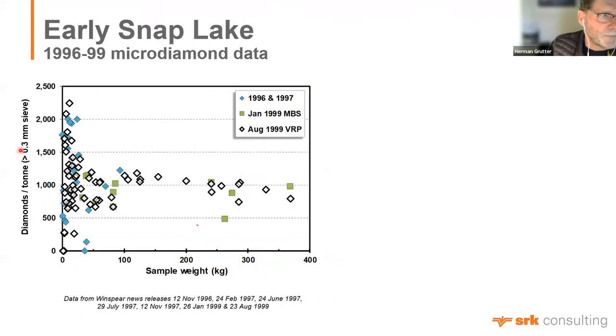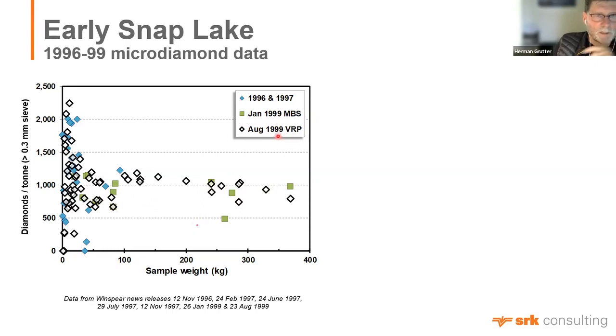Okay, so let's look at some real data. This came out of the Snap Lake system, quite an interesting one, 96 to 99. And it has to do with the amounts of diamonds you recover as a function of sample weight. Early on in their exploration history, they took surface samples, they took small samples, mostly less than 100 kilos, that's in blue. And by January 99, they did a mini box sampling program and with correlated microdiamonds. And some of those samples were up in the higher weight category, microdiamond samples.